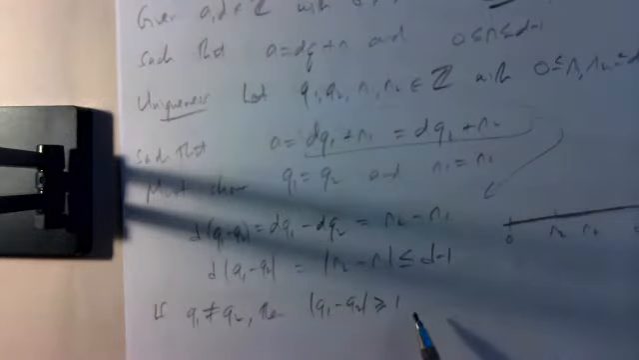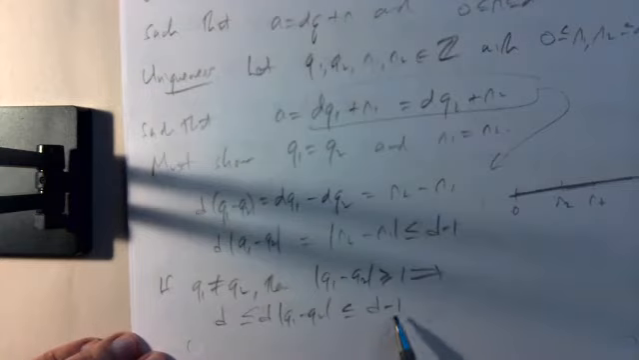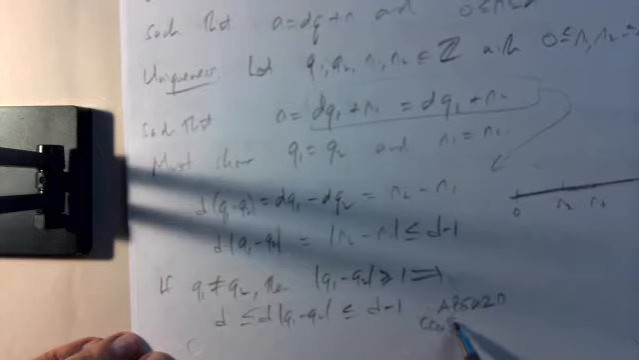Now, Q1 and Q2 are integers. So if Q1 is different from Q2, then the absolute value of their difference is at least one. You can't have two integers that are only, you know, half a unit apart. They're integers. So this means that D times the absolute value of Q1 minus Q2 is at least D times 1. But this is less than or equal to D minus 1. And this inequality says D is less than or equal to D minus 1, which is absurd. This is a contradiction.